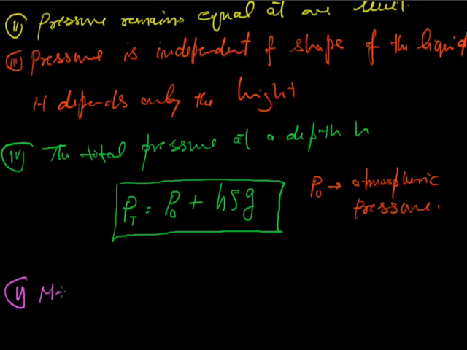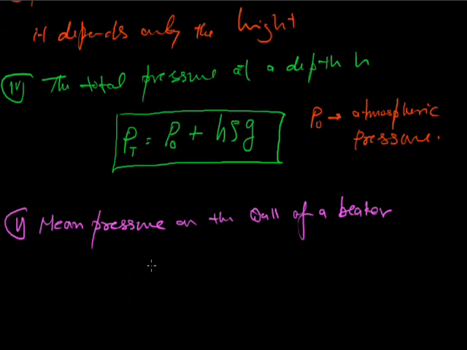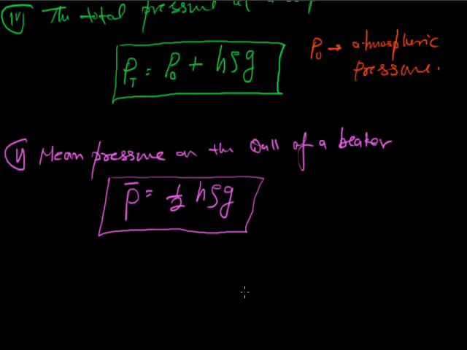The mean pressure on the wall of a beaker will be equal to 1 by 2 H rho g. That's all.